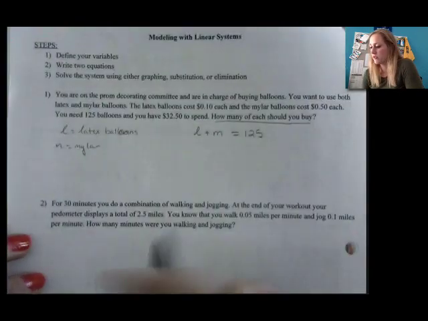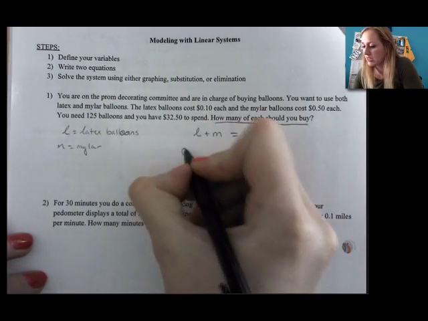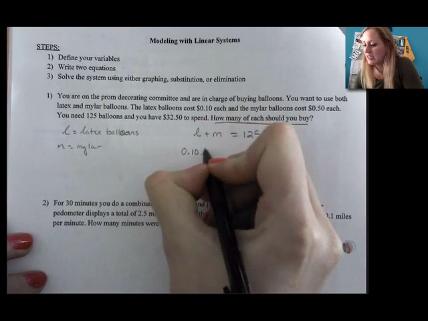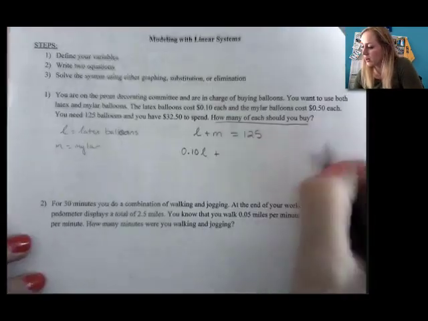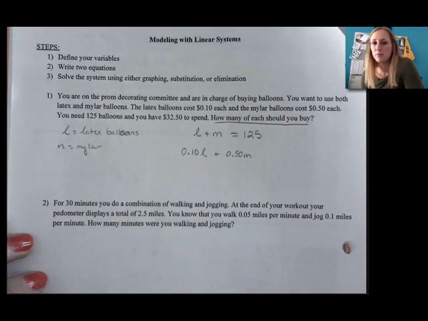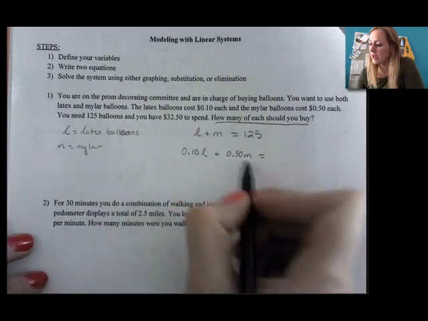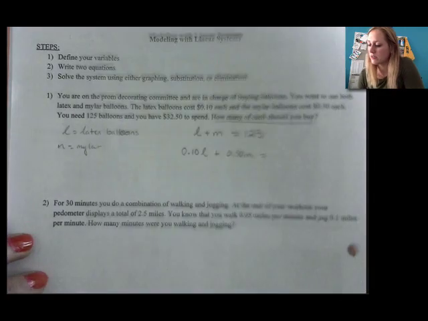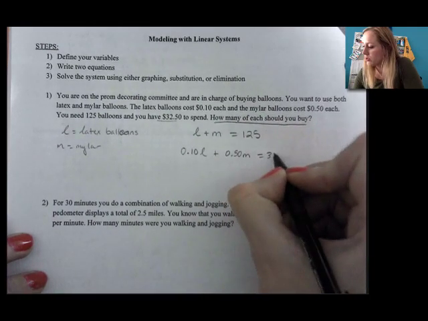So latex plus mylar has to equal 125 balloons. So that's talking about the number of balloons. Now we are going to involve the price as well. So each latex balloon costs 10 cents. So however many latex, I need to multiply that by 10 cents to figure out the price there. Mylar is 50 cents each. So we're going to multiply the number of mylar balloons times 50 cents. And since this is dealing with price, what it should equal should also be dealing with price. So we have $32.50 is the total.